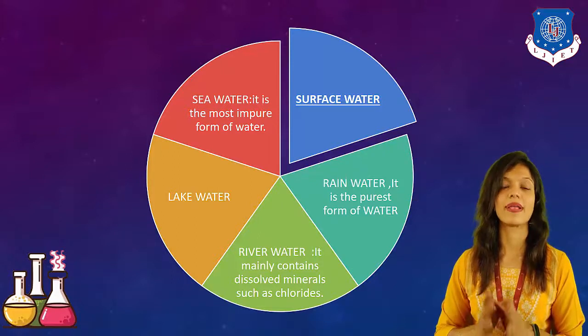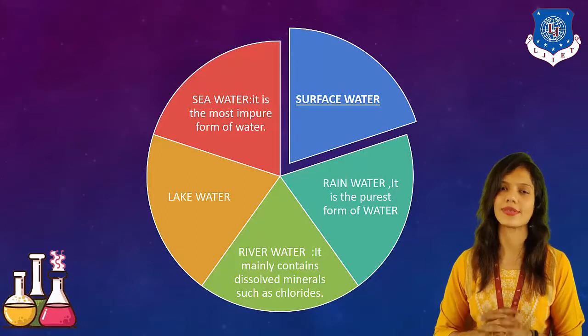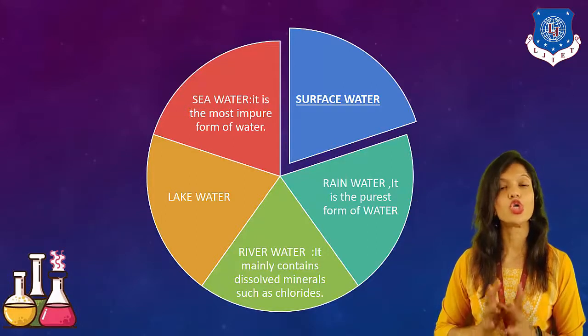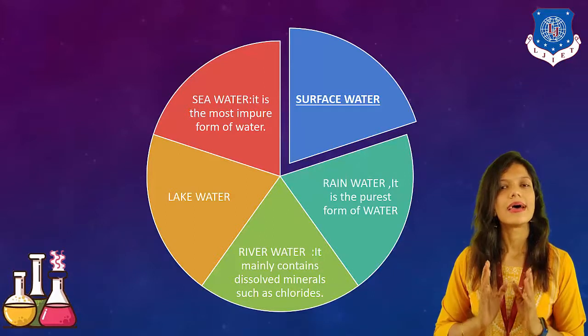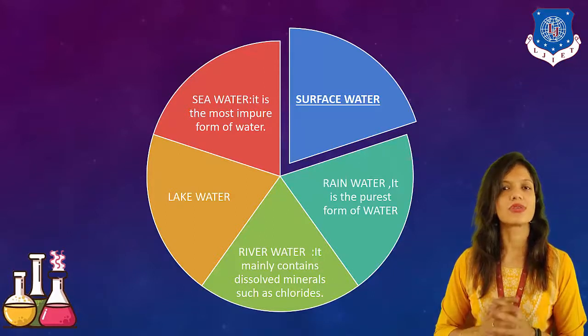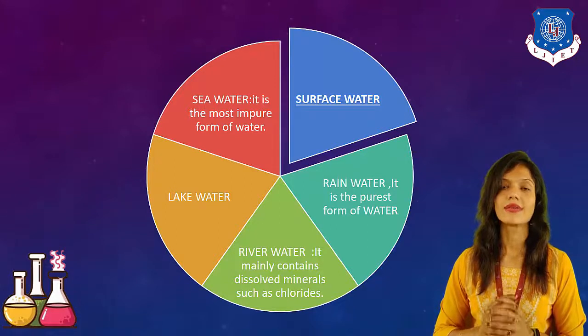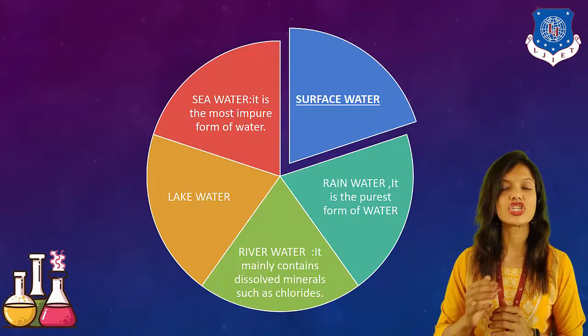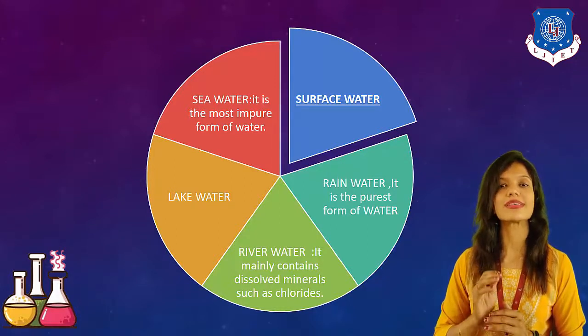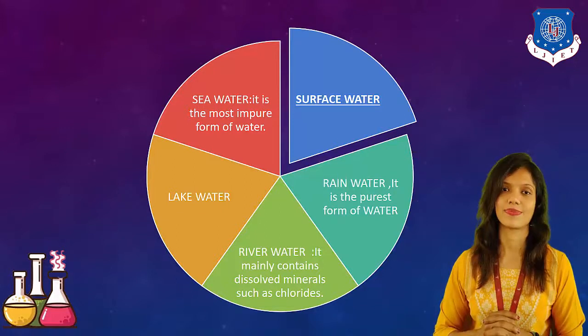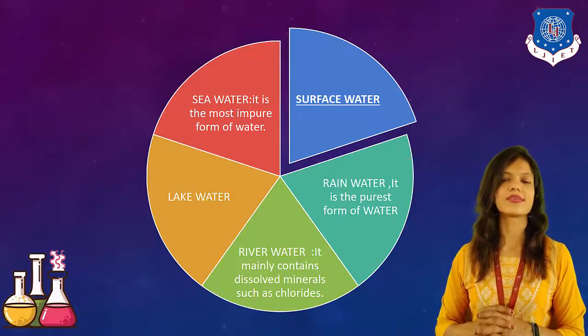Let's say, for example, rainwater. Rainwater is considered the purest form of water. Although due to pollution, acid rain can be caused, in general such water is the purest form of water. Then next is river water.